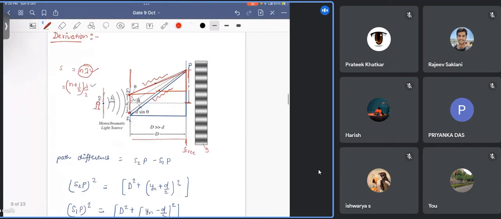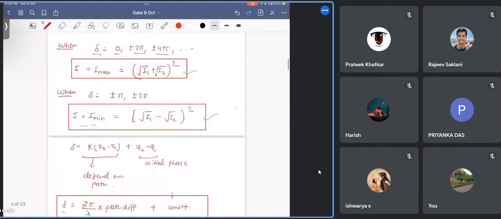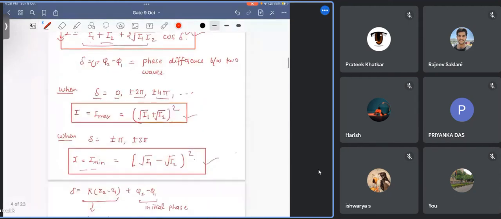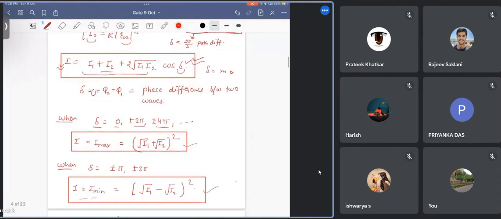And this condition comes from this formula itself. I think Arvind told you this formula. If you put delta equals m pi, yeah, this is given here. So delta equals m pi means, for example, delta equals 2 pi. Delta is the phase difference. So 2 pi by lambda into the path difference equals 2 pi.